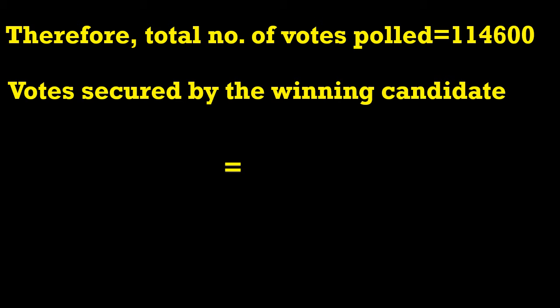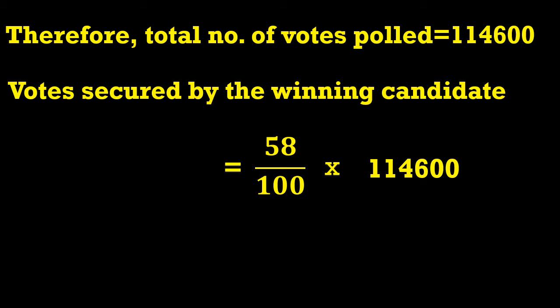Now, votes secured by the winning candidate. We have seen earlier that 58% was the vote secured by the winning candidate. So therefore 58 by 100 into the votes polled, 114600. So we can cancel the 00. So we will get 58 into 1146. If we do the calculation, we'll find it is 66468.